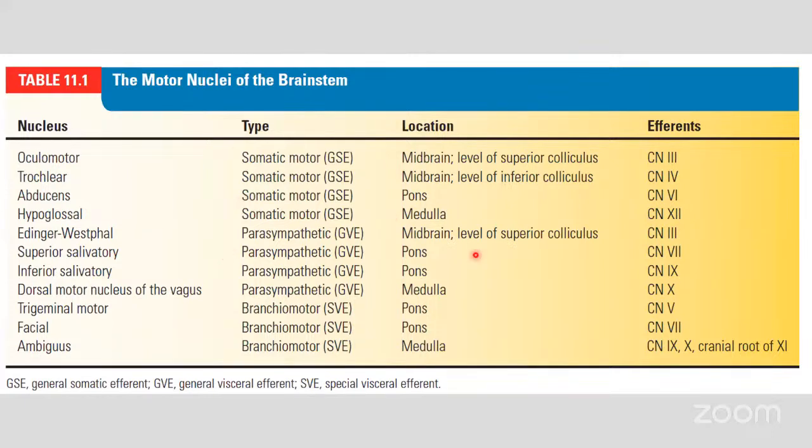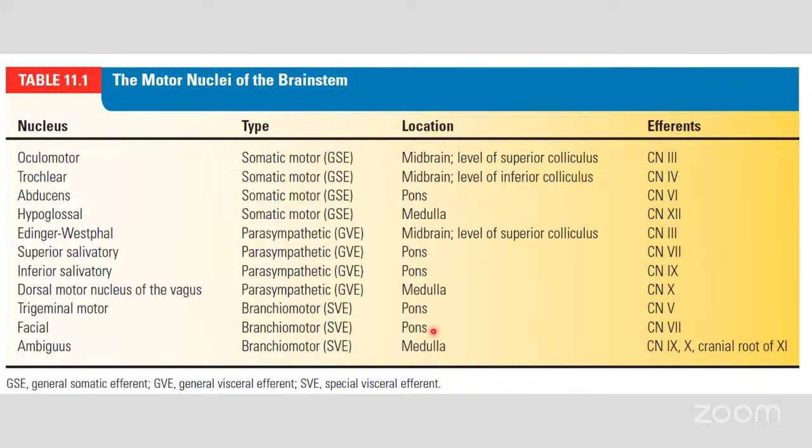The Edinger-Westphal nucleus lies in the midbrain, which is the parasympathetic efferent for the 3rd cranial nerve. The superior salivatory nucleus, the parasympathetic efferent for the 7th cranial nerve, lies in the pons, and the inferior salivatory nucleus for the 9th cranial nerve also lies in the pons. While the dorsal motor nucleus of vagus lies in the medulla, the trigeminal motor nucleus lies in the pons.